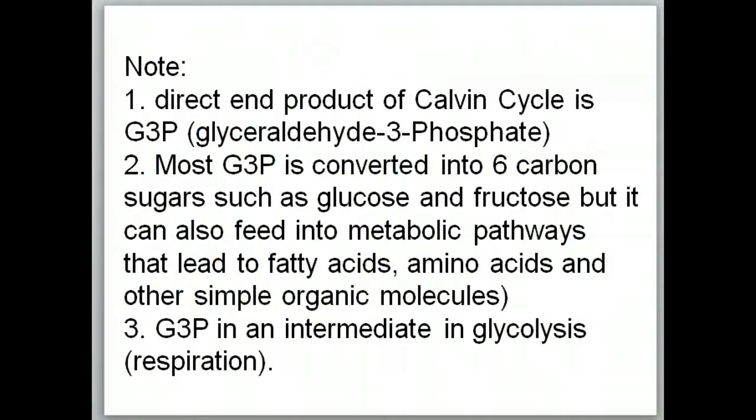Okay, just a note here that the direct end product of the Calvin cycle is glyceraldehyde phosphate. Most of that glyceraldehyde phosphate is converted into 6-carbon sugars such as glucose and fructose, but the glyceraldehyde phosphate can also feed into metabolic pathways that lead to things like fatty acids, amino acids, and other simple organic molecules. Also, recall that glyceraldehyde phosphate is an intermediate in glycolysis, back in respiration.